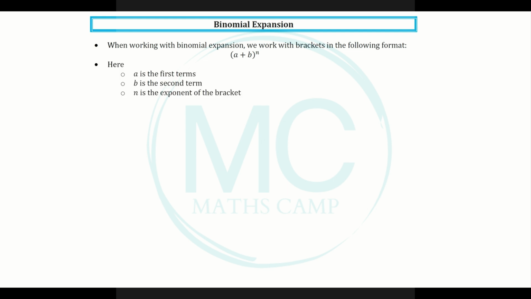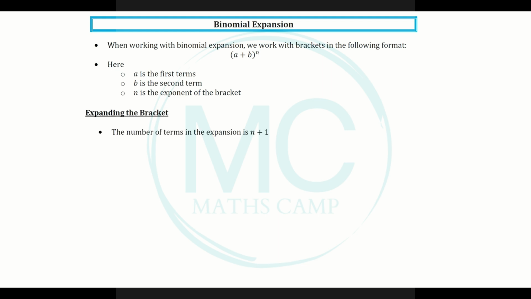Here, a is the first term, b is the second term, and n is the exponent of the bracket. Remember that if the terms are separated by a minus sign, then the b term is negative. It can be very time-consuming expanding a bracket with a high exponent, and adding like terms can lead to error. So there is a pattern that you can use.